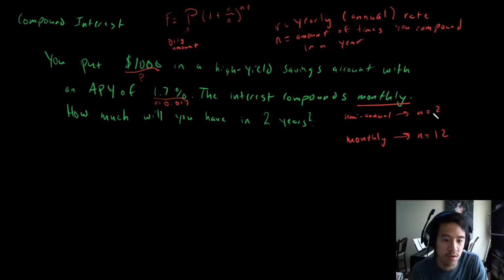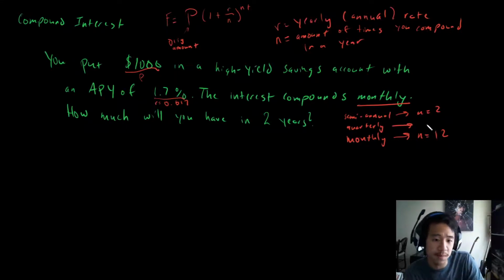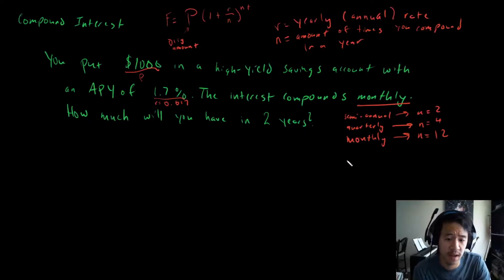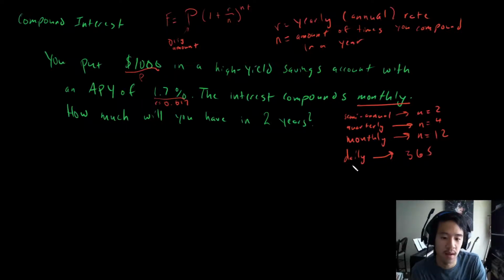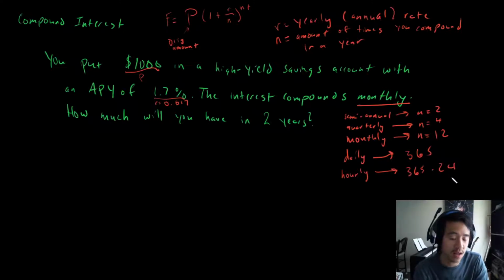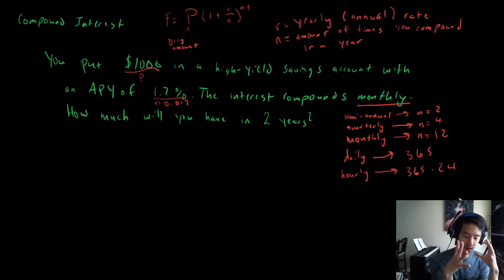That's N is equal to 2. You get quarterly, which is quite common actually. This is N is equal to 4. Monthly is N equal to 12. You can have daily, so we got 365 days usually. And what if it compounded hourly? That would be 365 times 24. So it's getting bigger. Remember, the smaller the division, the bigger the N's gonna get.